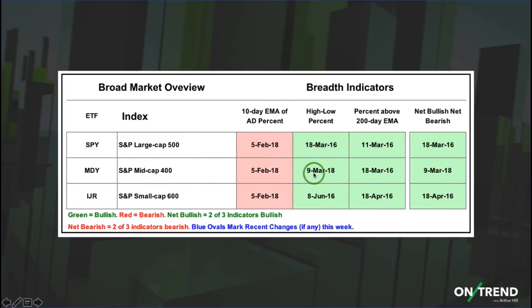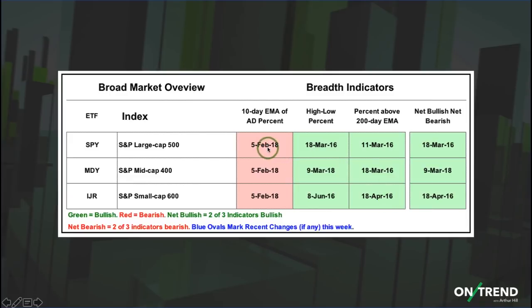So mid-caps flipped from bearish in February, I believe, to bullish in March. And then we look at the percentage above the 200-day EMA. This indicator has been net bullish since March, April 2016. As I said, it's a long-term trend following indicator. It was bullish for over 2 years, caught a very nice uptrend. And so I take the net of these.